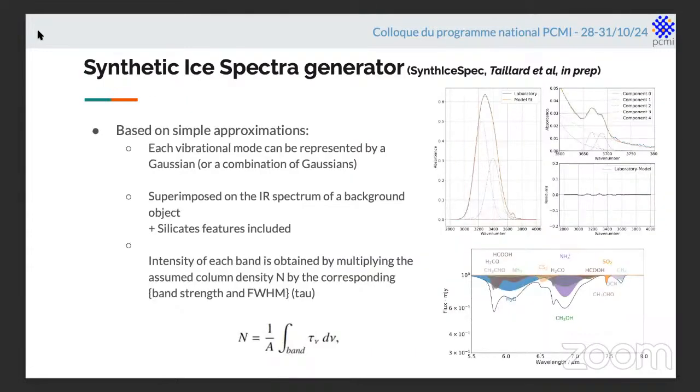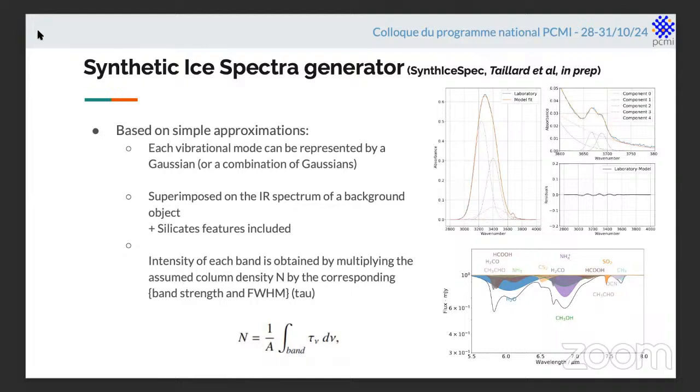So in order to test for the detectability of these molecules, we used a code that I started developing during my thesis, which is a synthetic ice spectra generator. So it's making synthetic observations on very simple approximations, which is that each vibrational mode in infrared could be represented by a Gaussian or a series of Gaussians.